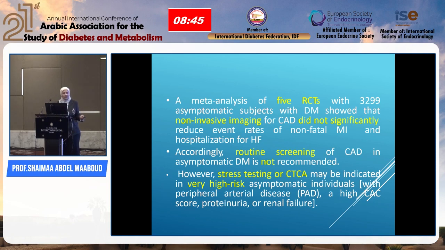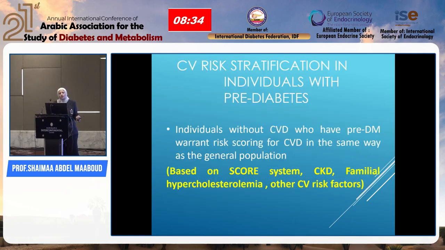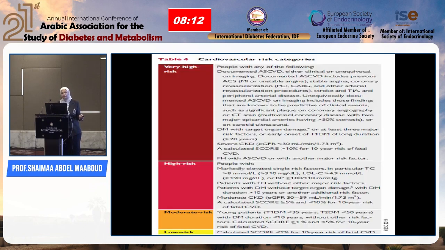However, stress testing, coronary angiogram or CT scanning for the coronaries may be indicated in very high risk asymptomatic individuals. So cardiovascular risk stratification is very fundamental in diabetes and pre-diabetes patients, as well as individuals without cardiovascular disease who have pre-diabetes, who warrant risk scoring for cardiovascular disease in the same way, based on a score system, CKD, familial hypercholesterolemia, and other cardiovascular risk factors. This is again from the guidelines, how we can risk stratify our patients.